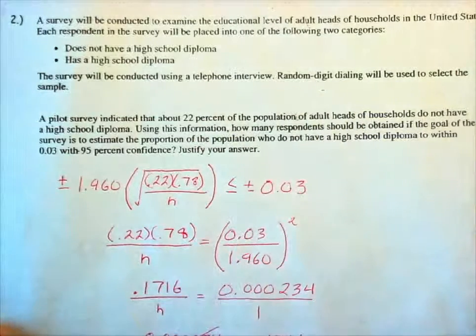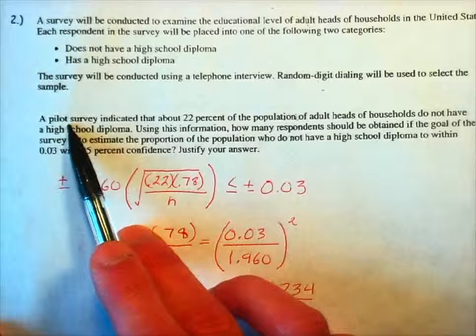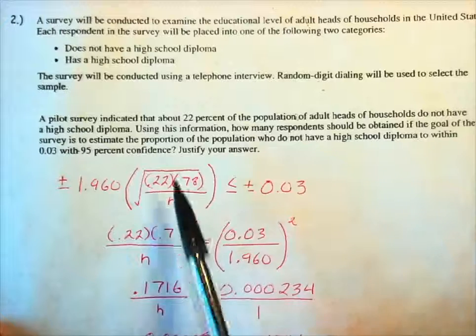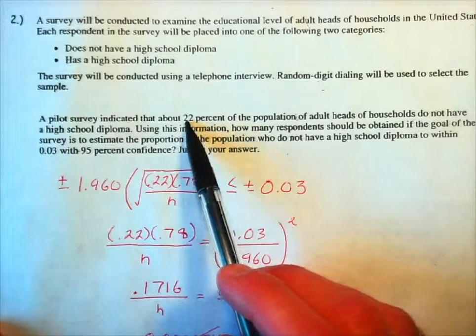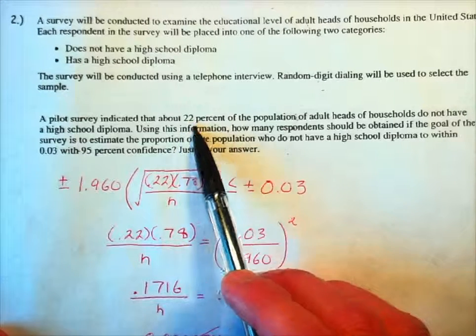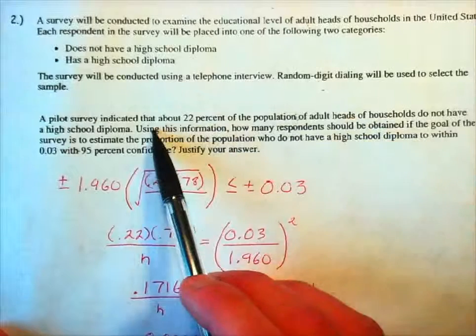So recognize then a pilot survey. A pilot survey is just a very small survey to get a first shot at what that sample proportion might look like. It is not a super sophisticated survey. It's just to get an idea of what a sample proportion might look like. And here's the sample proportion that they got, 0.22: 22% of the population of adult heads of households do not have a high school diploma.